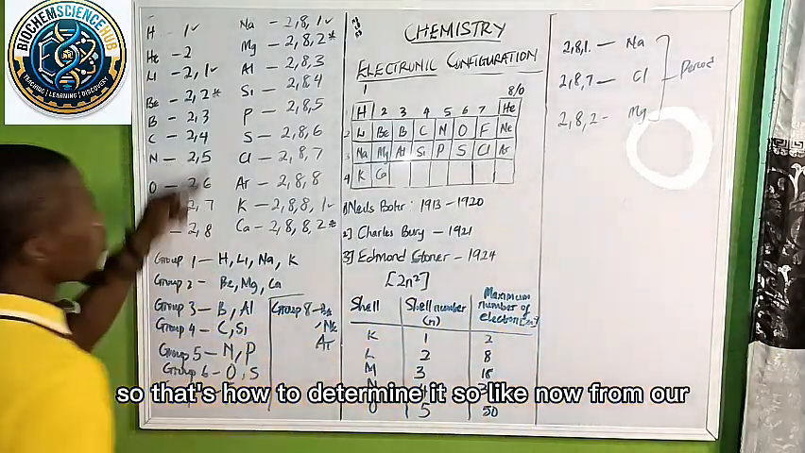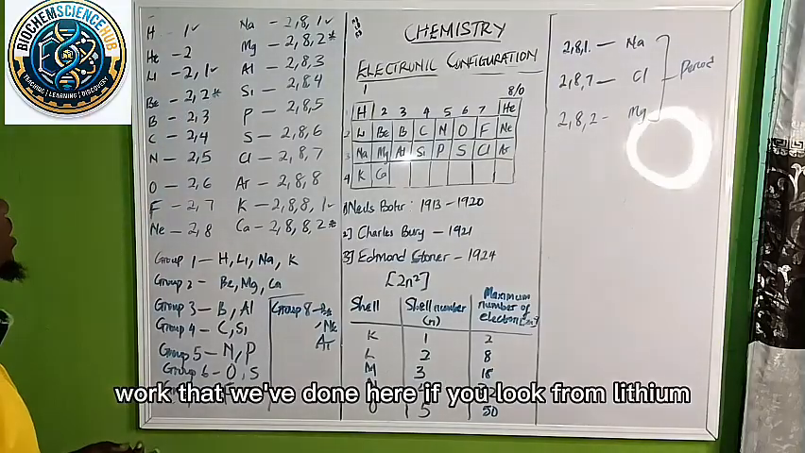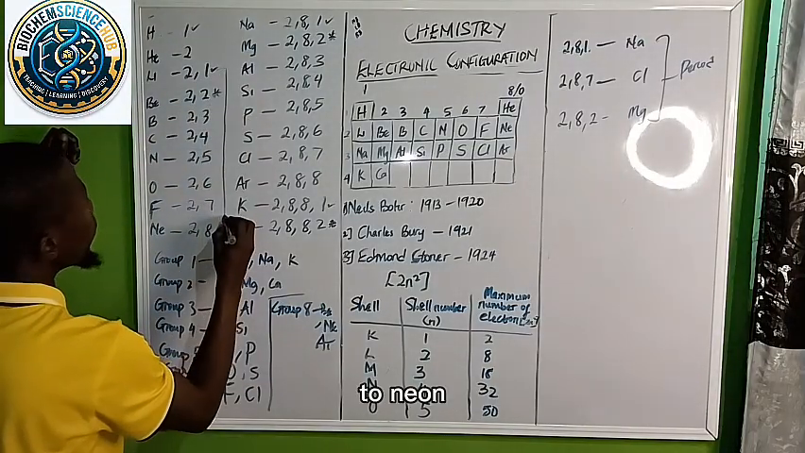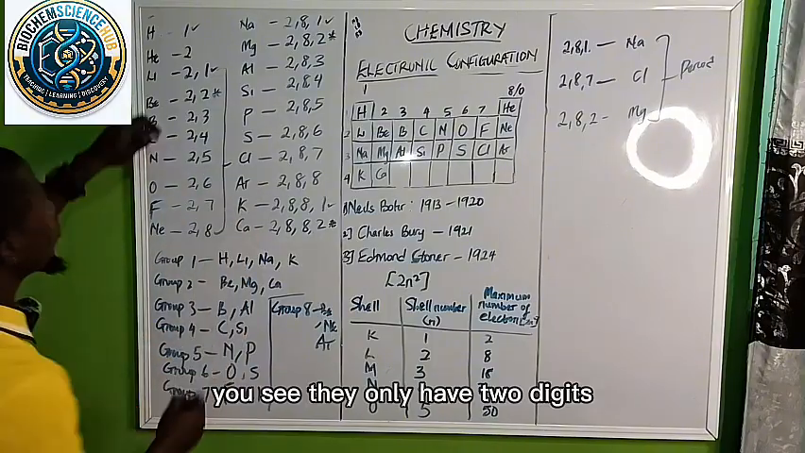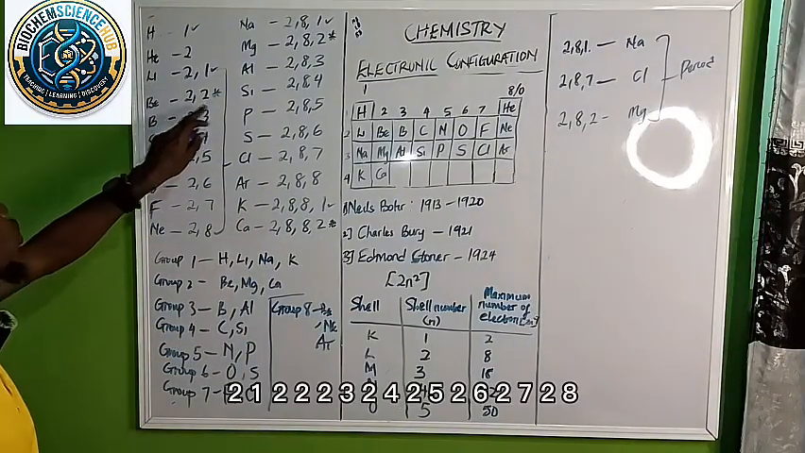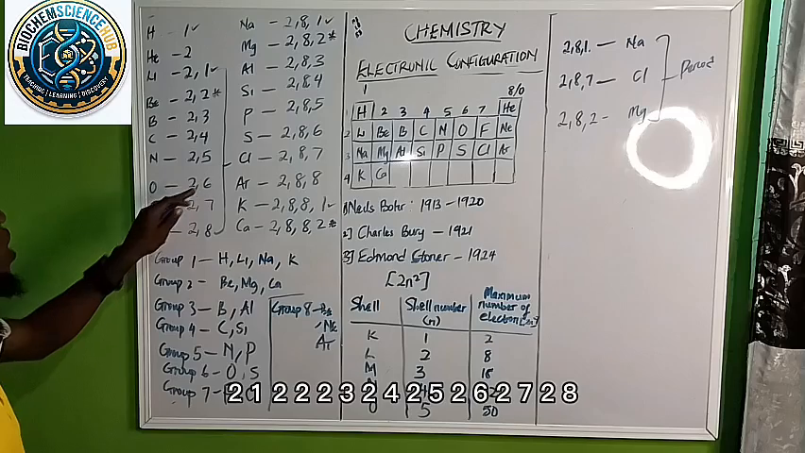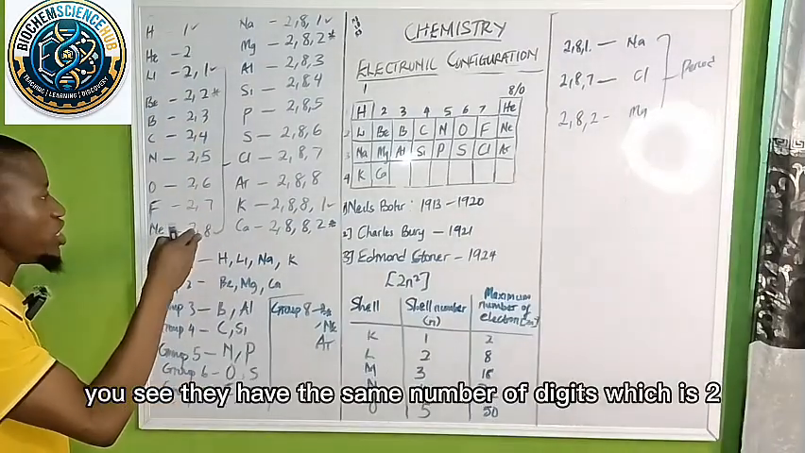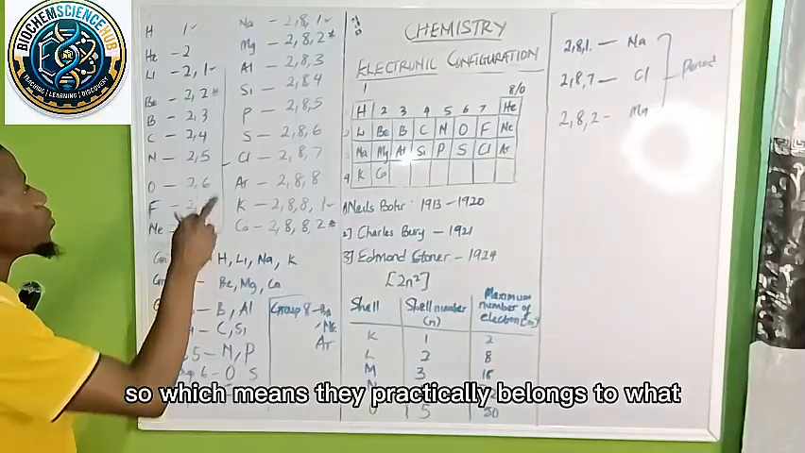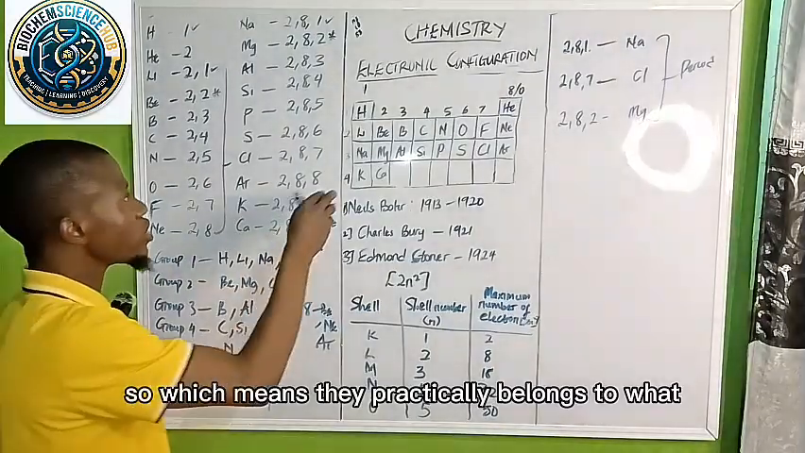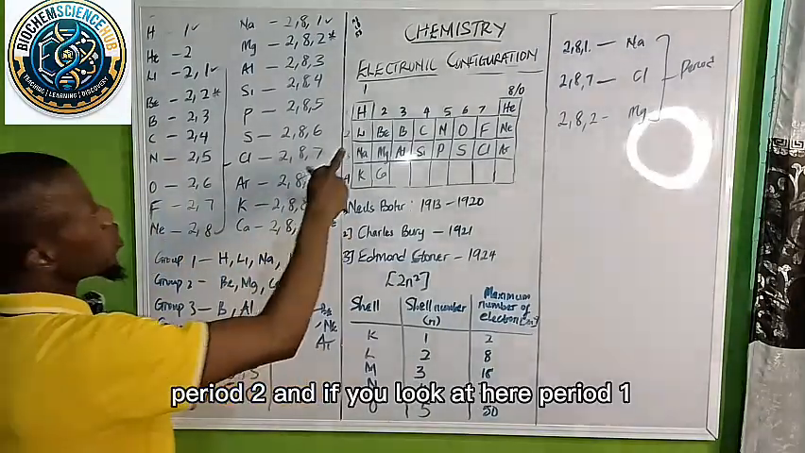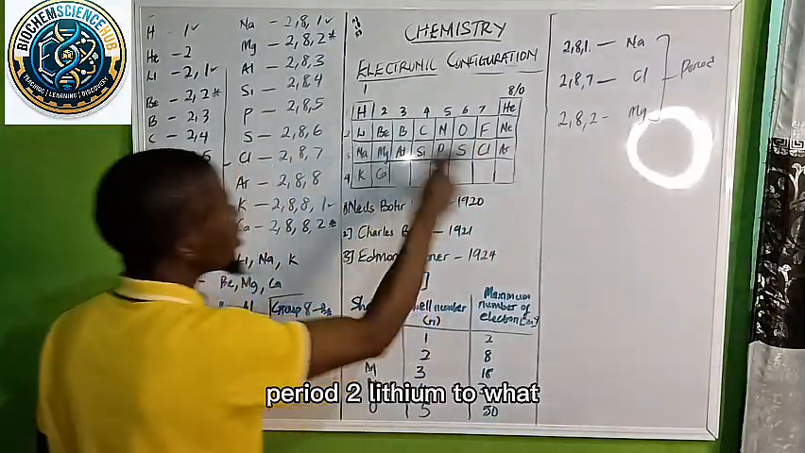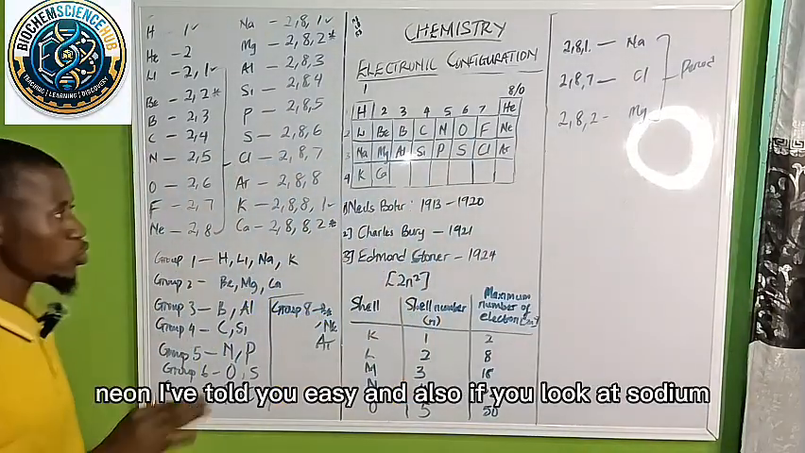So now, from the work that we've done here, if you look from lithium to neon, you see they only have 2 digits: 2,1; 2,2; 2,3; 2,4; 2,5; 2,6; 2,7; 2,8. You see they have the same number of digits, which is 2. So which means they practically belong to what? Period 2. And if you look here, period 1, period 2, lithium to what? Neon. I've told you, easy.